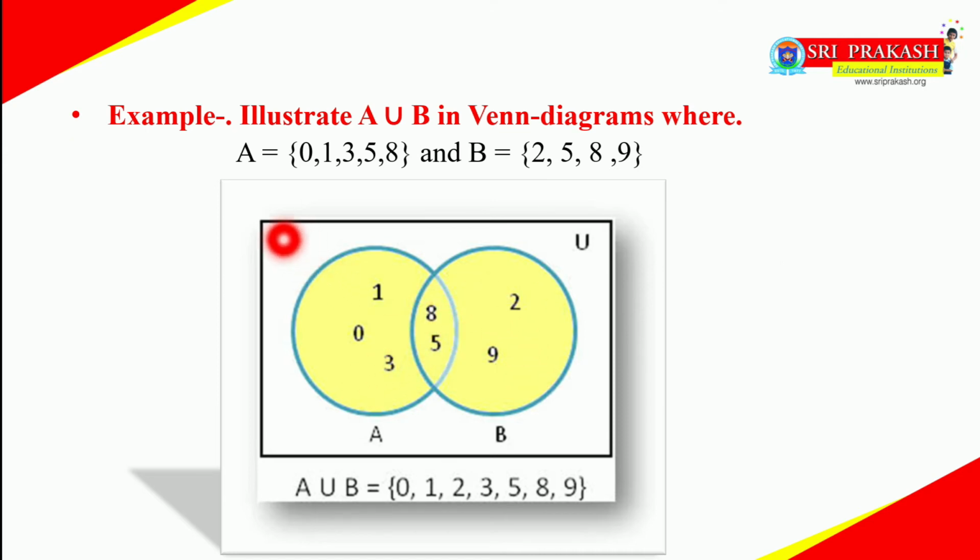And as usual, this rectangle represents the universal set and this is the symbol. This is the way of describing the union of two sets by using a Venn diagram.